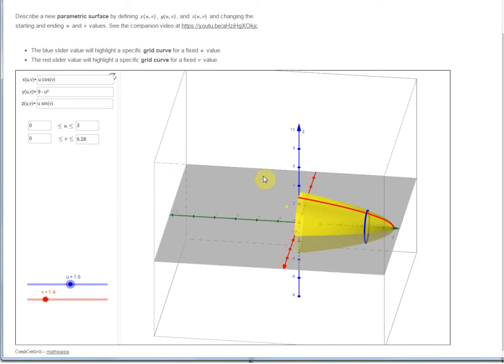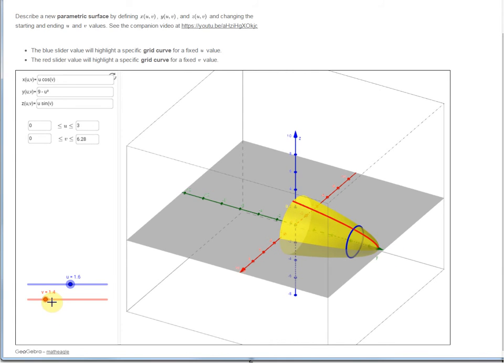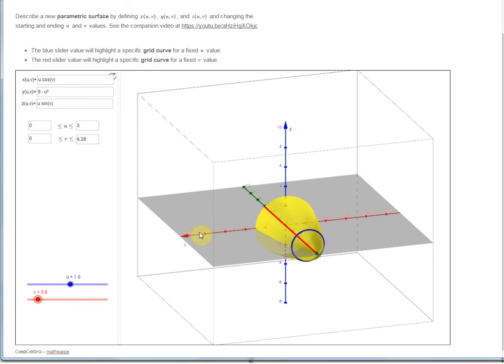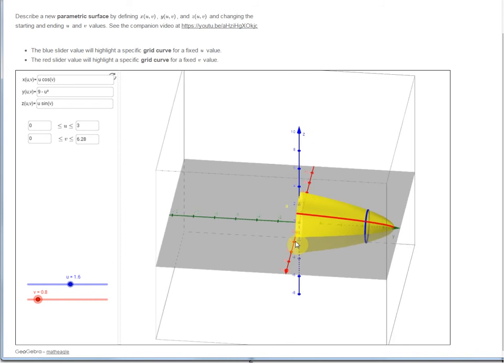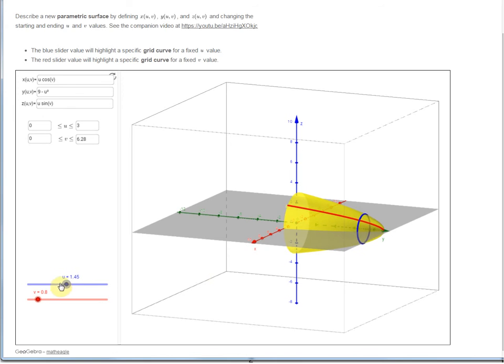You can roam around on this surface and see the red grid curve that shows you what happens for various values of v. So v again is to be thought of as the angle in the xz plane here. And for various values of u, you can see what u does. u is supposed to be simultaneously the radius of the circle. That's why u cosine v, u sine v, the u in front. But u is also related to y, since u squared and y should add up to 9.